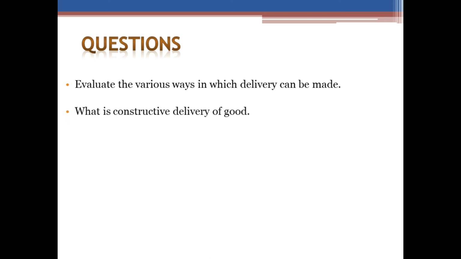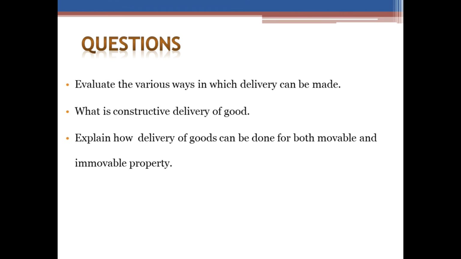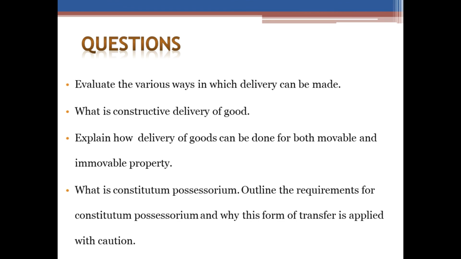That was all I had for you. Let us now look at the questions we have today. Evaluate the various ways in which delivery can be made. What is constructive delivery of goods? Explain how delivery of goods can be done for both movable and immovable property. What is Constitutum Possessorium? Outline the requirements for this and why this form of transfer is applied with caution.